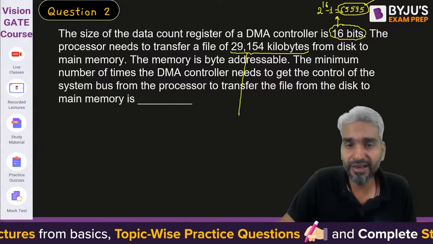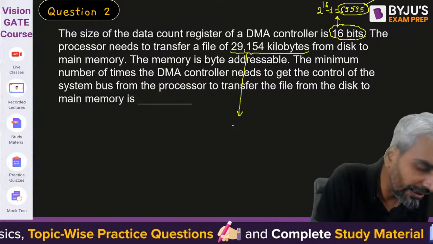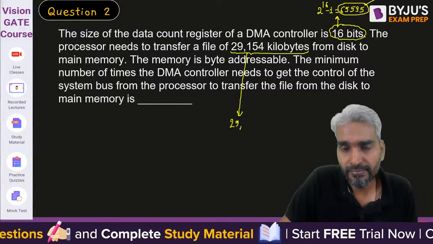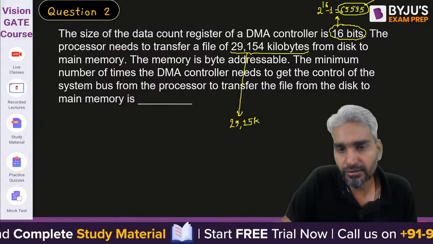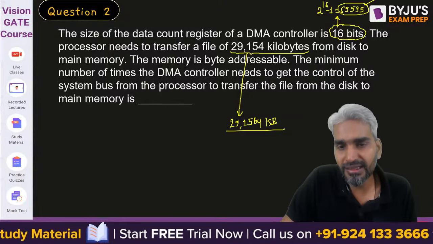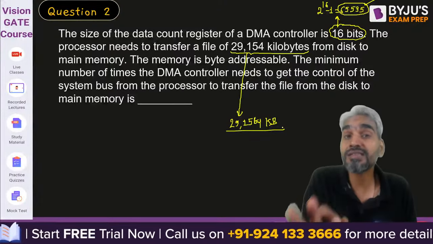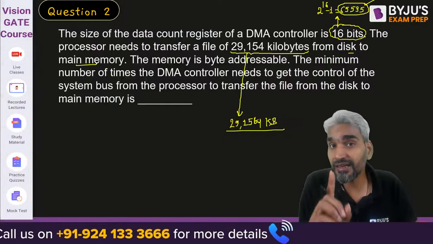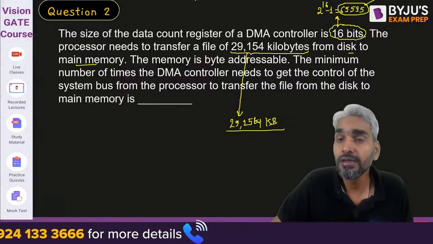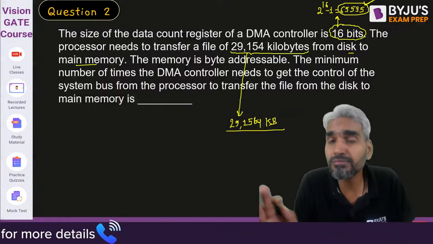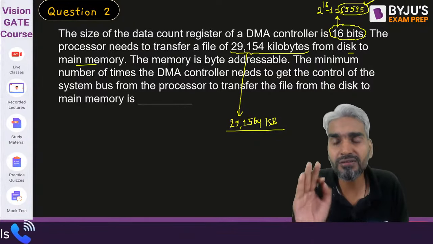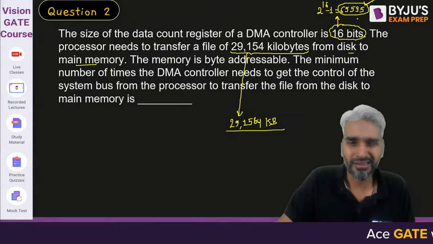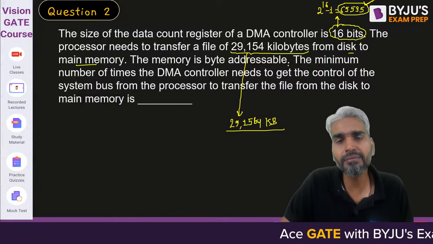This file size is very large, I can understand, but anyway, leave it as it is. 29,154 kilobytes is the file size. Now you need to transfer this complete file from disk to main memory. Can we transfer the complete file in a single DMA operation? No, in one DMA operation we can transfer a maximum of 65,535 bytes of data. The memory is byte addressable; if it is not given, by default I'll assume that the memory is byte addressable.